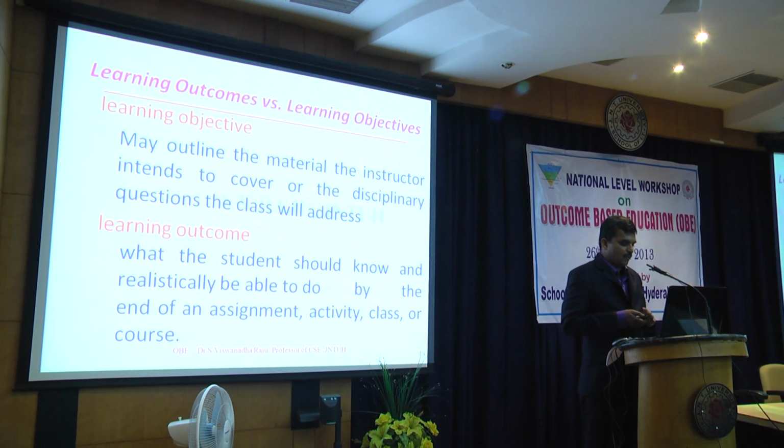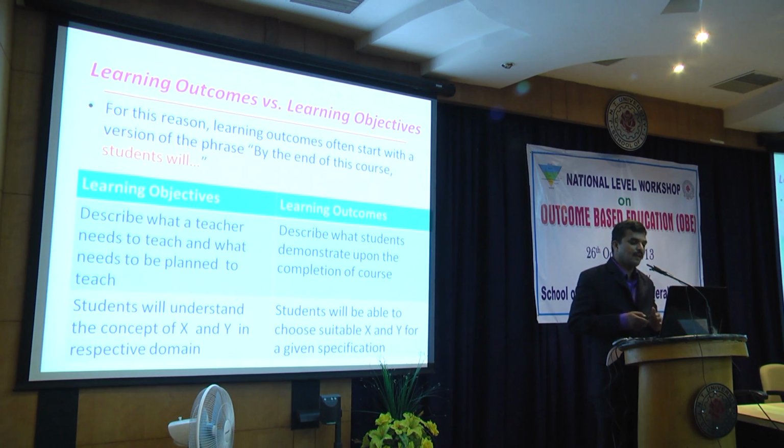Learning outcome: what the student should know and be able to do by the end of the assignment, activity, class or course, you see that. So we need to test after the completion of the course what the student is able to do. On the basis of that we need to assess. Learning outcomes versus learning objectives: for this reason, learning outcomes often start with a version of the phrase, "By the end of this course."